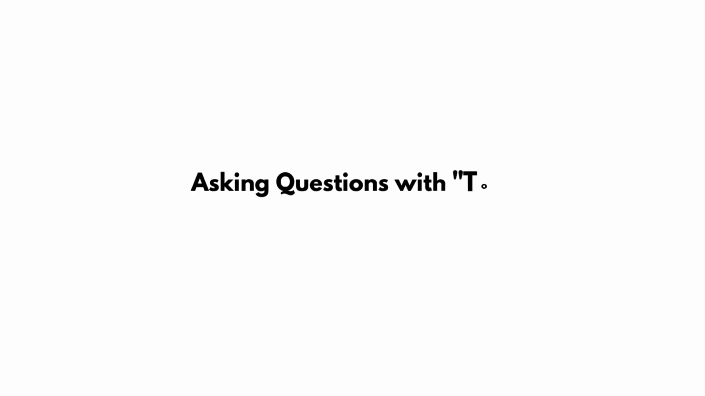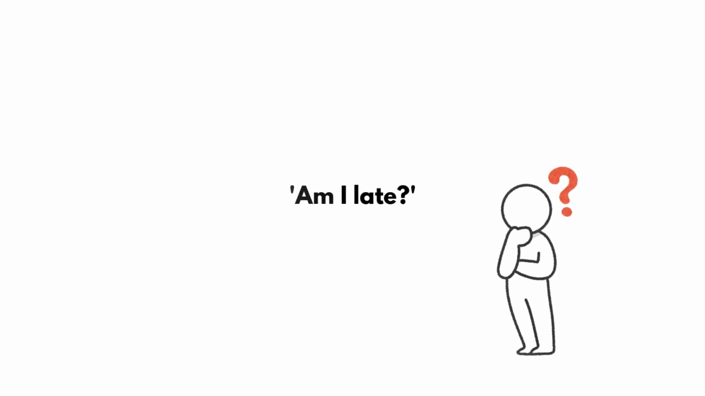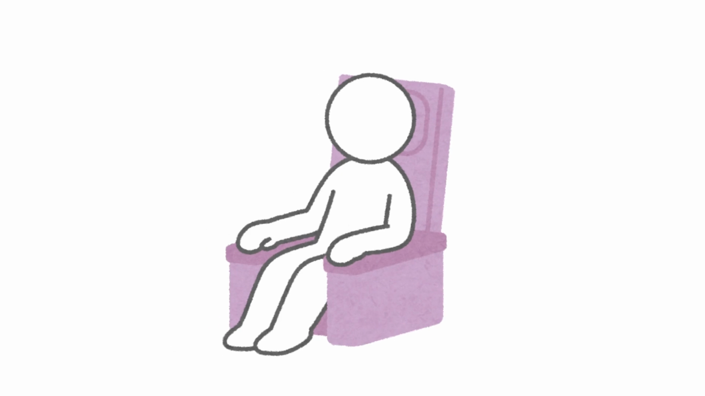When we ask questions using the verb to be, we simply switch the subject and the verb. Here's how it works. Am I late? Are you ready? Is he at home? Are we friends? Are they here? Well done! Asking questions with to be is easy once you know the structure.